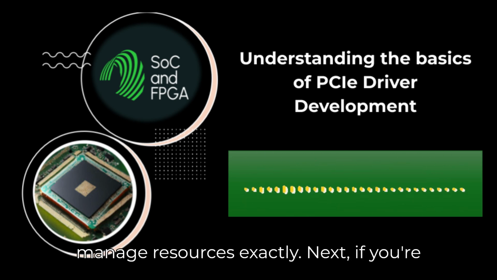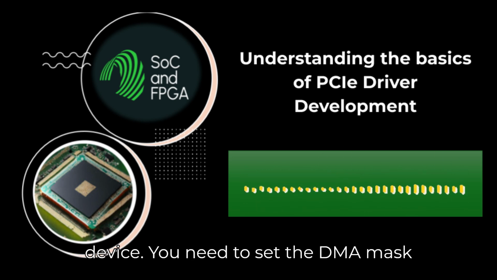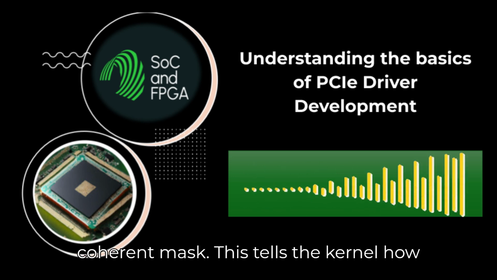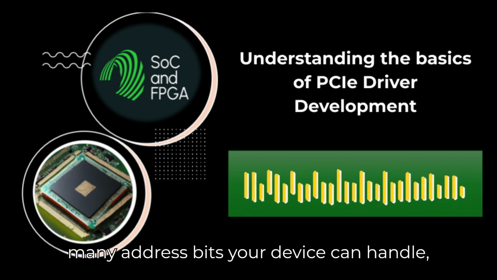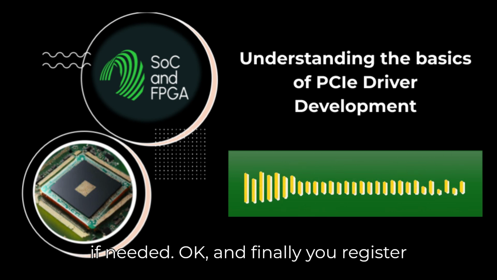Exactly. Next, if you're doing DMA, especially on a 64-bit capable device, you need to set the DMA mask using dma_set_mask and maybe dma_set_coherent_mask. This tells the kernel how many address bits your device can handle, ensuring it can reach all of system RAM if needed. Okay.